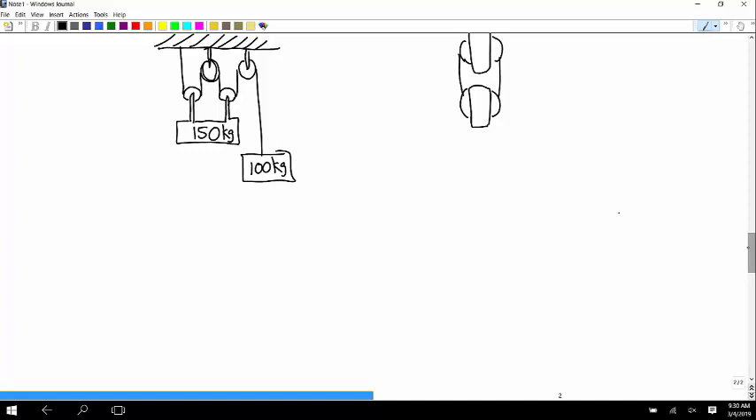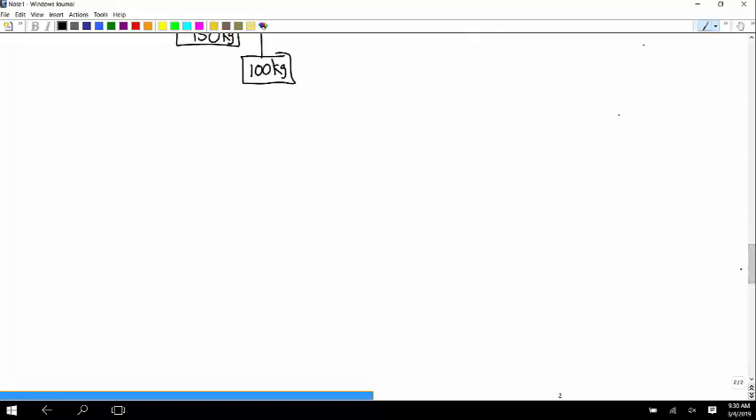Okay, so now let's go to the next topic, rigid body kinetics.